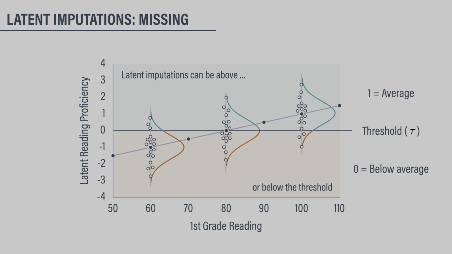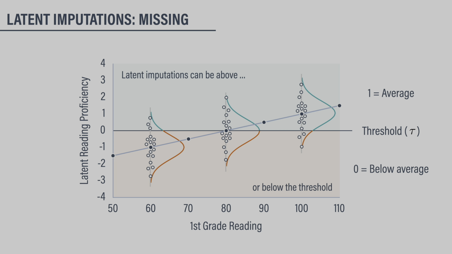For students with missing data in 9th grade, we don't know the value of their discrete classification, so we don't know which region of the curve the latent score should fall in. In this case, we lift the restriction and allow the latent scores to fall anywhere in the normal curve. This graphic shows the latent variable distributions at 3 levels of 1st grade reading. This time, the imputations, which are the white circles, are completely unbounded.